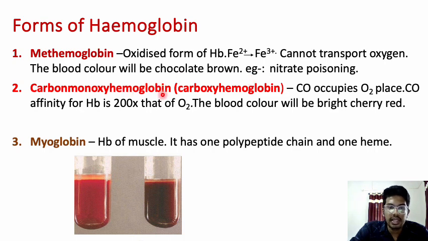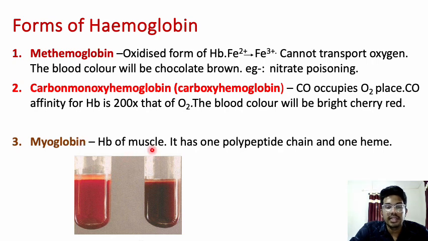Next is the carbon monoxide hemoglobin or the carboxyhemoglobin. We know that the affinity of the carbon monoxide for hemoglobin is 200 times that of oxygen, because of which there is competition between carbon monoxide and oxygen for the hemoglobin. But the affinity is more in case of carbon monoxide, so the carbon monoxide will occupy the hemoglobin, and oxygen cannot bind to the hemoglobin. Because of this, there will be no oxygen availability to the tissue, and the blood color in such a situation will be bright cherry red.